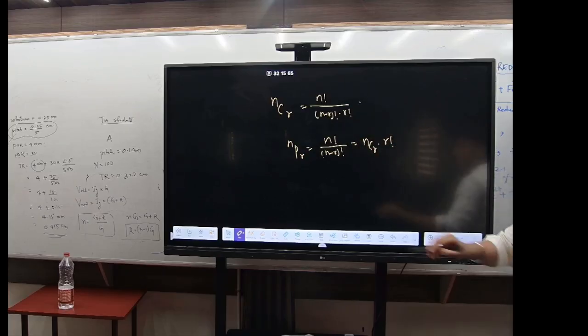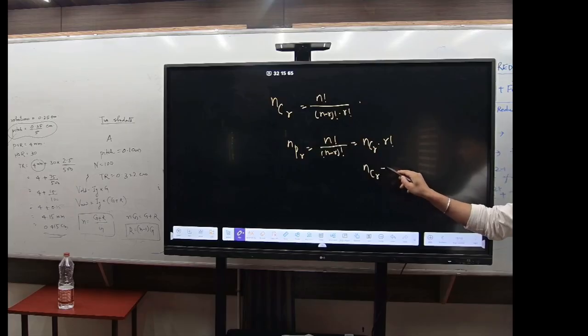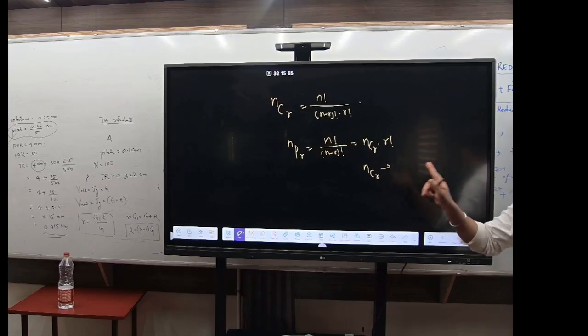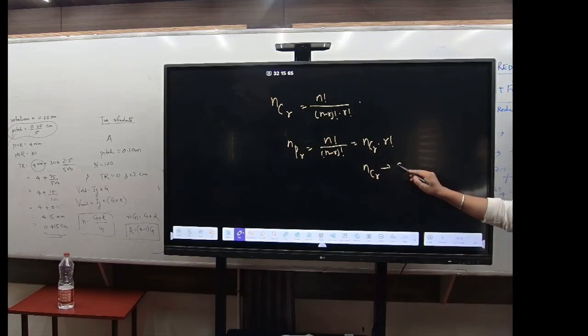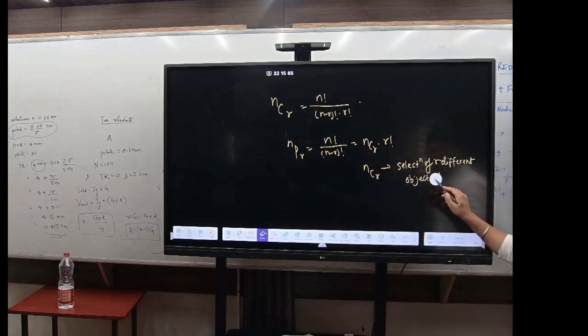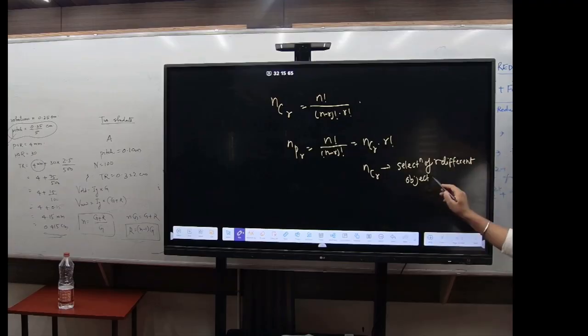But what does NCR mean? If you always remember only through the formula, you will never understand what NCR means. In probabilities, there is a proper application. The actual meaning of NCR is nothing but selection of R different or distinct objects out of N distinct or different objects.